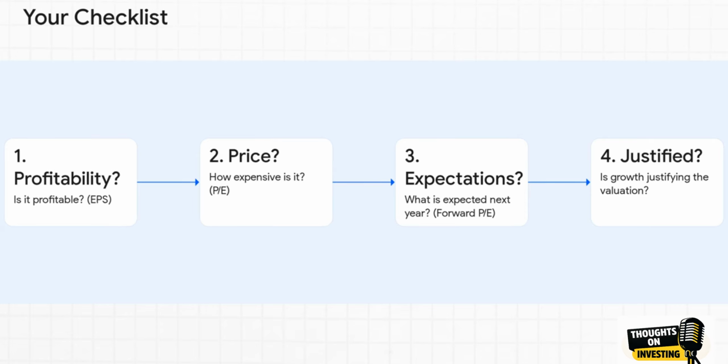So let's put it all together. Here's your new, simple checklist. Number 1, is the company profitable? Check the EPS. Number 2, how expensive is it? Look at the PE. 3, what are the expectations for the future? That's your forward PE. And 4, the million-dollar question, is the growth rate high enough to justify the price you're paying?